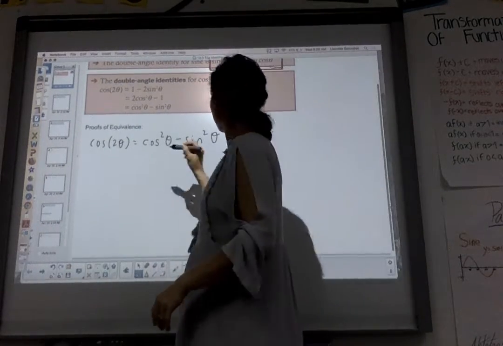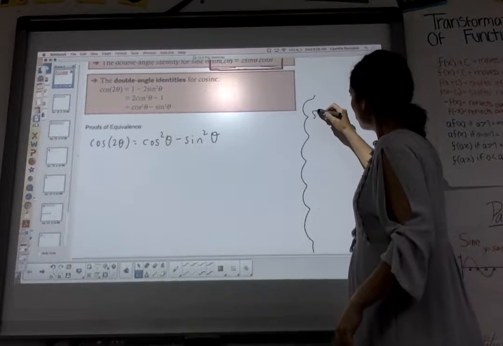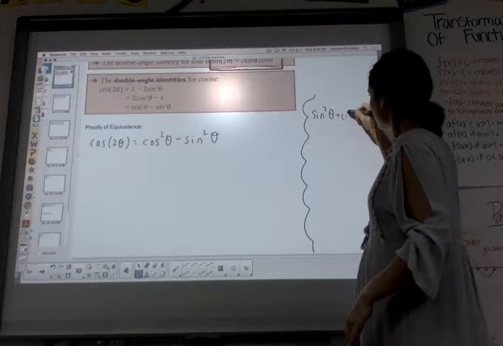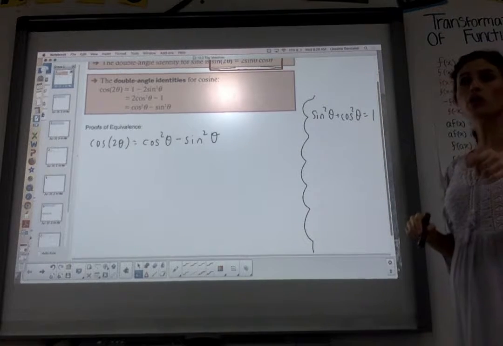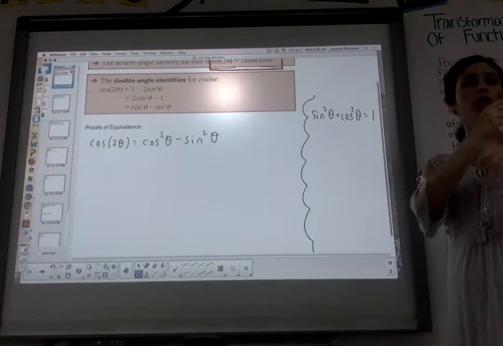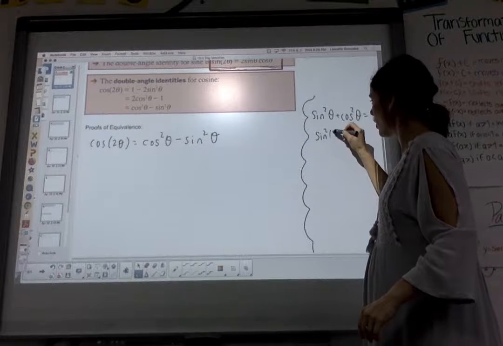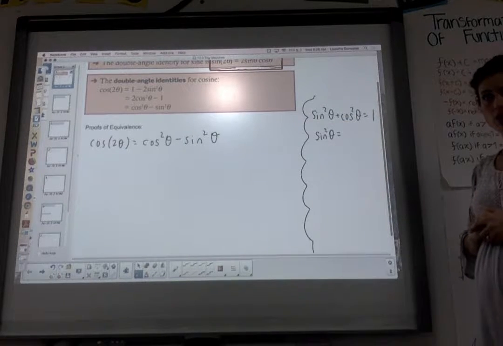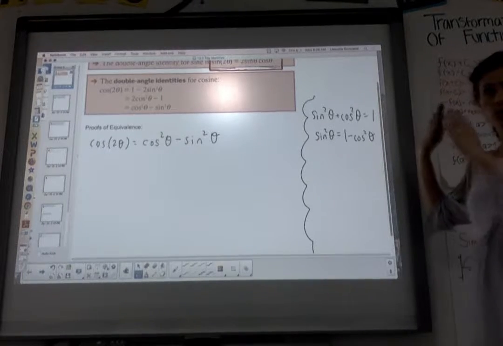Okay, so here, let's make a little cloud on the side. You do know the Pythagorean identity, this one, right? You should also be able to recognize that if you manipulate this equation, for example, if I solve for sine squared, who is that equal to? 1 minus cosine squared. Good. Let's write it there just to have it in front of us.